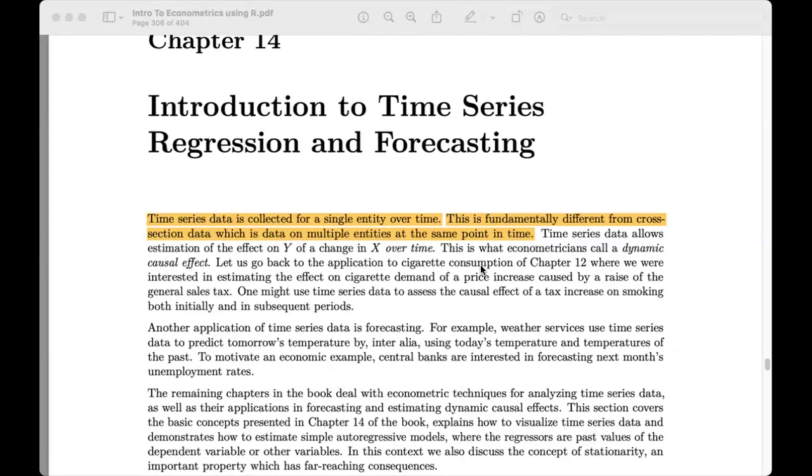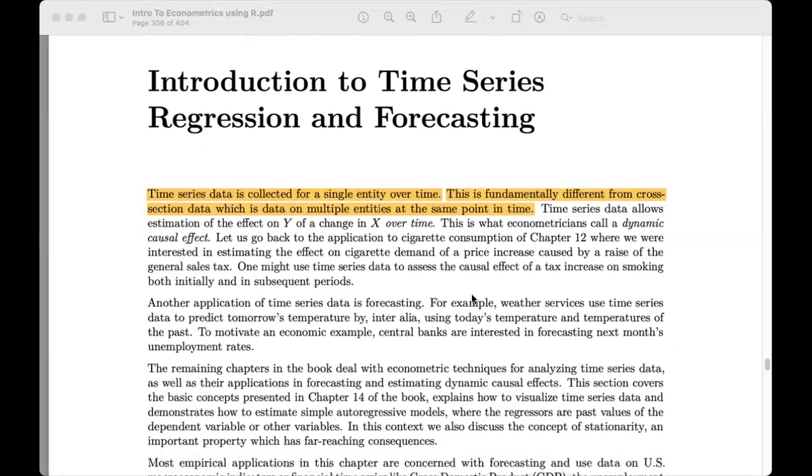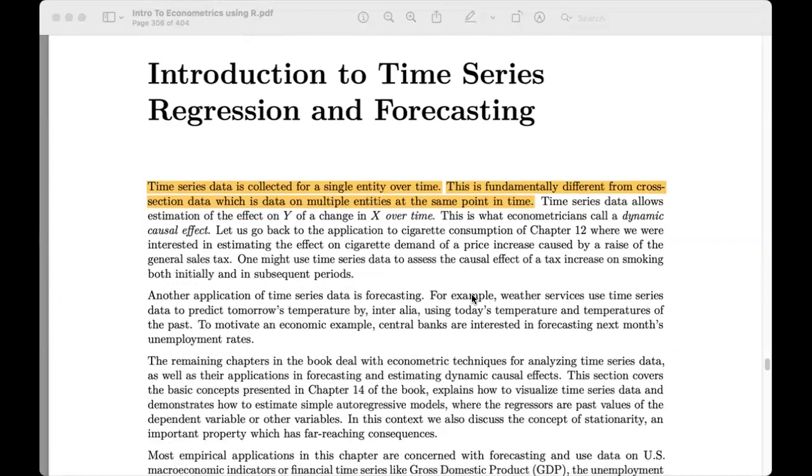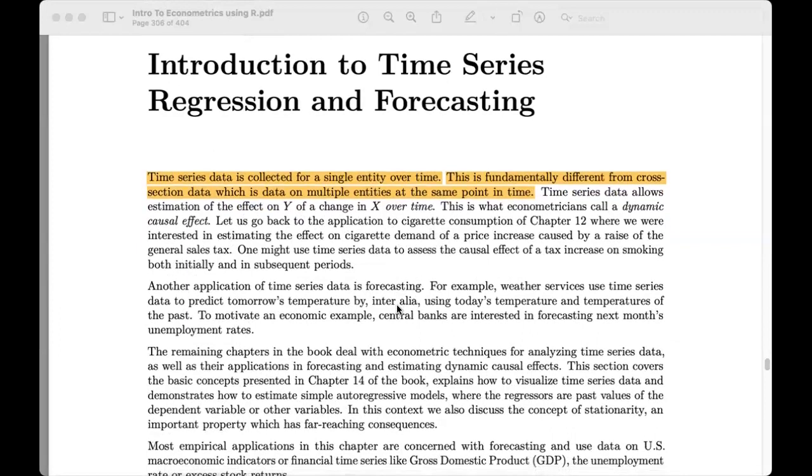So let us go back to the application of cigarette consumption of chapter 12, where we were interested in estimating the effect on cigarette demand of a price increase caused by a rise of the general sales tax. One might use time series data to assess the causal effect of a tax increase on smoking, both initially and in subsequent periods.